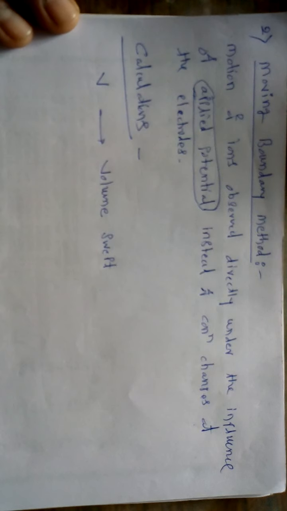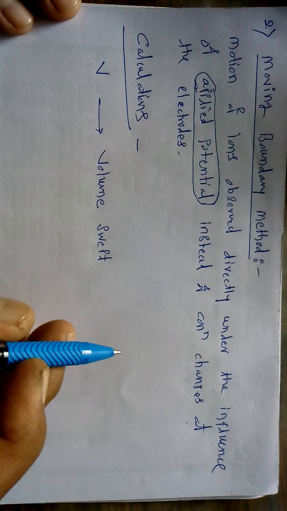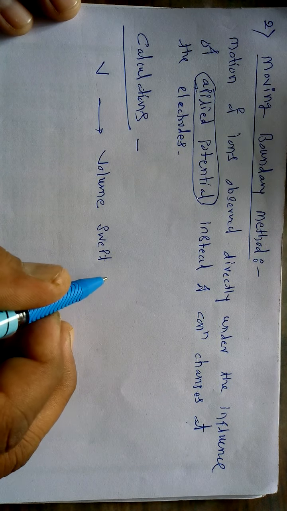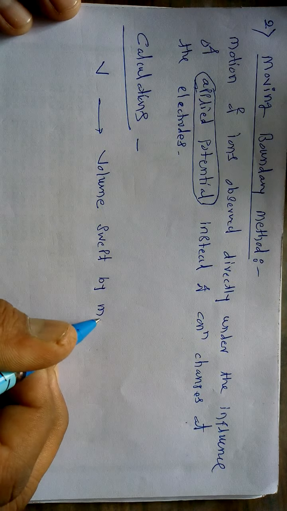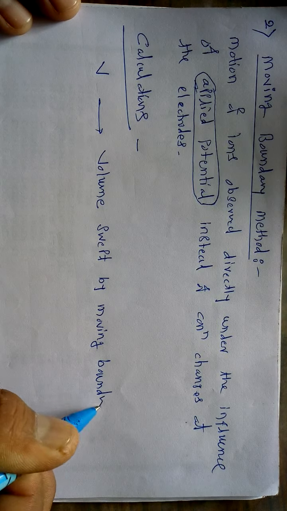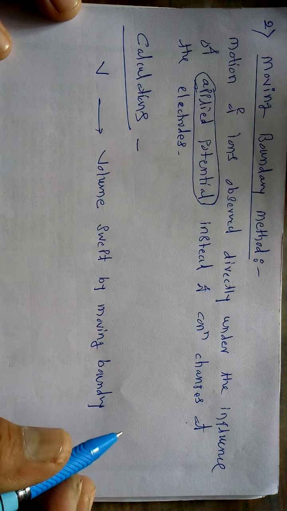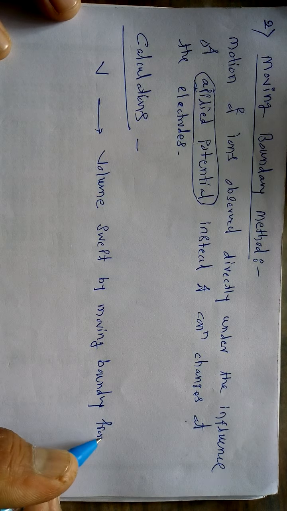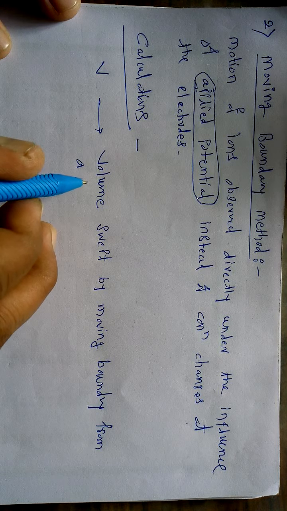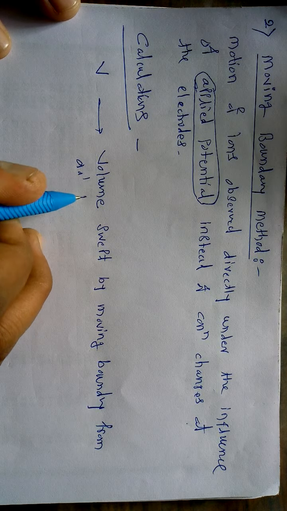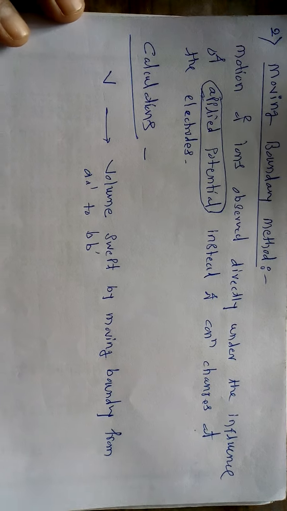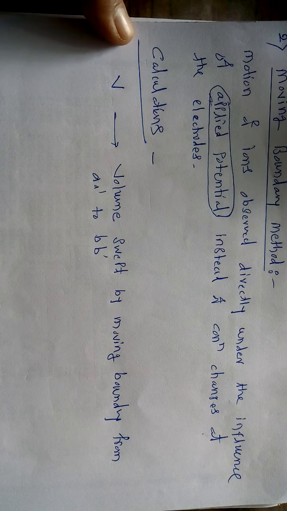How does this volume shift take place? It is caused by the moving boundary. Volume shift is there by the moving boundary from A dash to B dash. So during such a movement, the volume shift is taken as V.